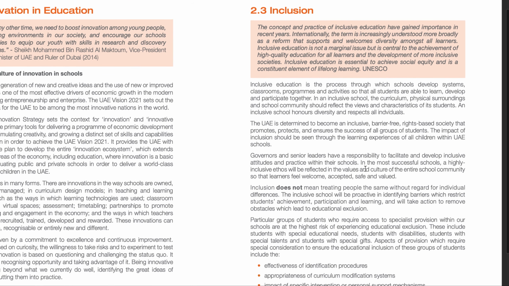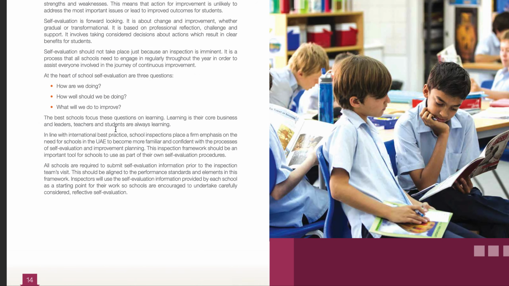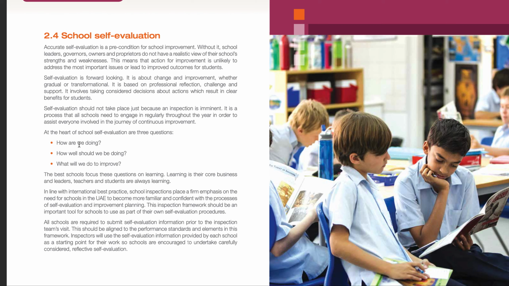Then the school self-evaluation. The school self-evaluation is a very essential and critical practice that the school should focus on. Accurate self-evaluation is an important precondition for school improvement, because it will highlight the current status, the current quality of teaching and learning, the current quality of inclusion, the current quality of education and pedagogy, and the engagement of the students. So it describes how we are doing as a school, how well we should be doing, and what we will do to improve. So the self-evaluation is a very important step in the school evaluation process.